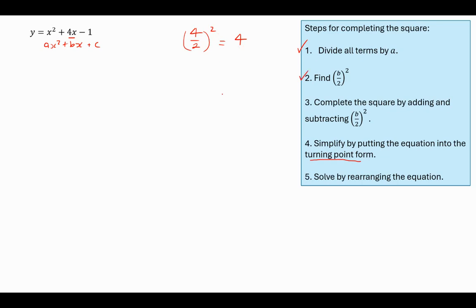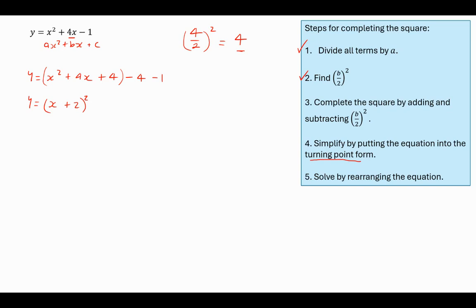That's step 2. Step 3 is to complete the square by adding and subtracting b over 2 squared. So we have y equals x squared plus 4x, and we're going to add 4 and subtract 4 in the middle here. And we do this because we can now group these first 3 terms together and actually simplify by factorizing. This is a perfect square. So we can write this as x plus 2 all squared.